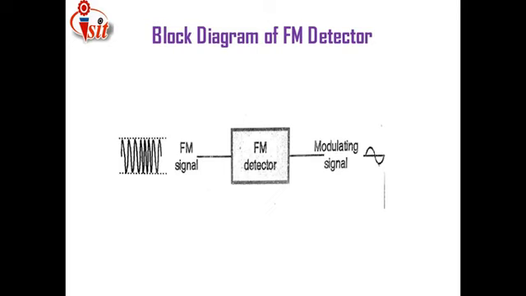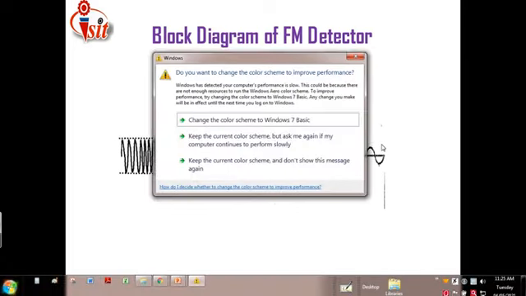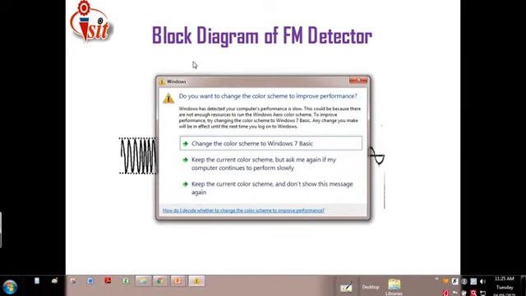Then there are some requirements related to frequency detection. What are these requirements? Just see. First requirement is it must convert the frequency variation into amplitude variation.